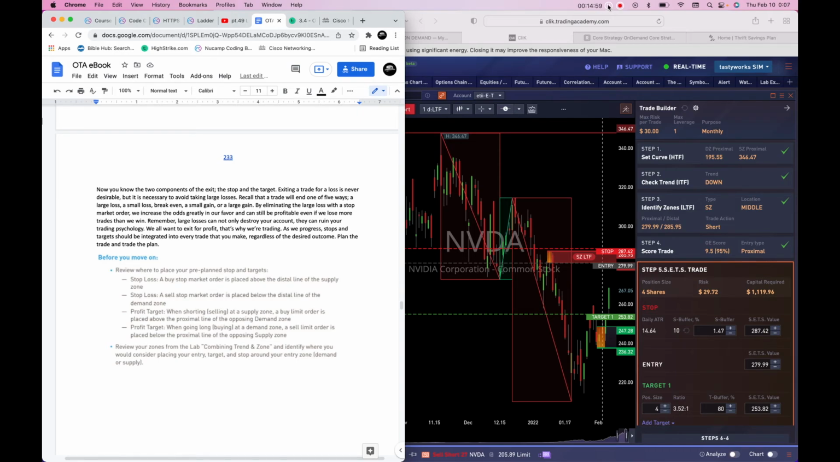Before you move on, review where to place your pre-planned stop and targets. Recall that a stop loss will always go above the distal line of the supply zone, and it will always go below the distal line of a demand zone. A profit target, if you're selling short, will always go above the demand zone, and your profit target when buying long will always go below the supply zone.